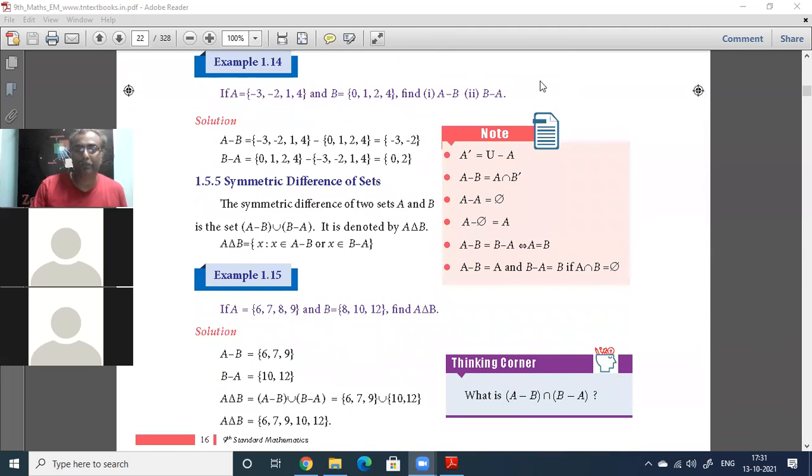Example 1.14 we'll do. A is equal to minus 3, minus 2, 1 and 4. Okay. B is equal to 0, 1, 2 and 4. Find A minus B. Can you do this sum? I will put it on the board and you can do this sum.